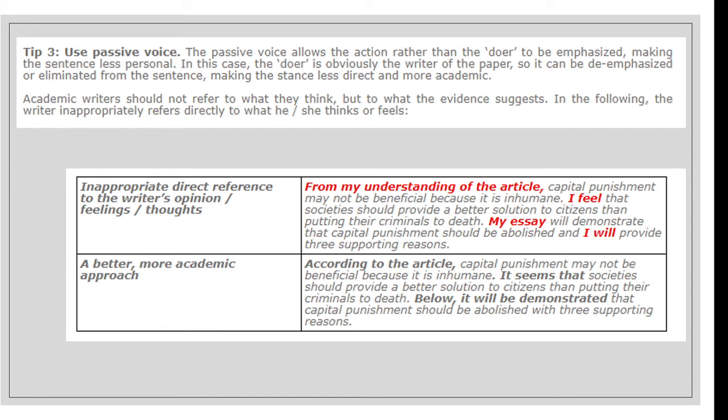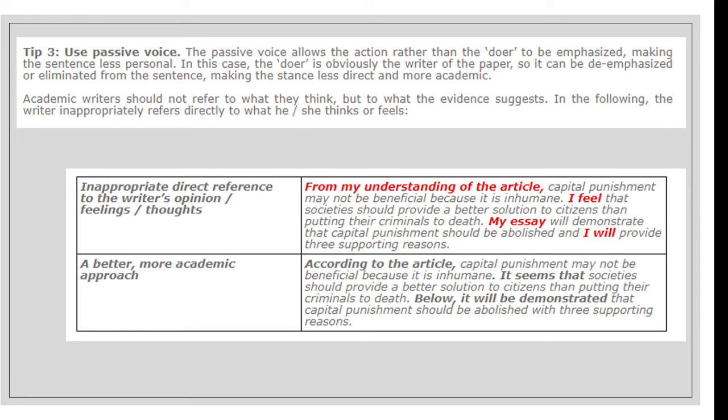she thinks or feels. Inappropriate direct reference to the writer's opinions, feelings, or thoughts. The example shows: from my understanding of the article, capital punishment may not be beneficial because it is inhumane. I feel that societies should provide a better solution to citizens than putting their criminals to death. My essay will demonstrate that capital punishment should be abolished, and I will provide 3 supporting reasons. As you can see, the writer seems to be referring to the idea as his, making the writing more subjective, more of a personal opinion type.